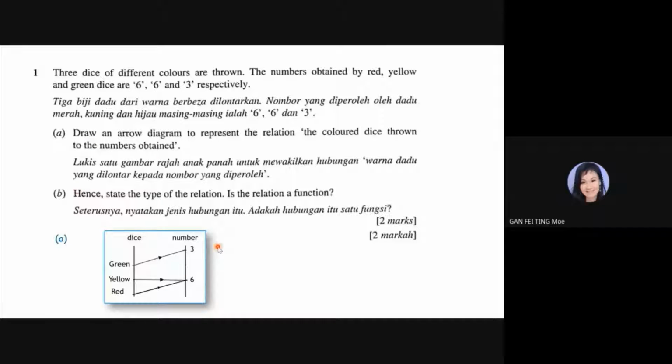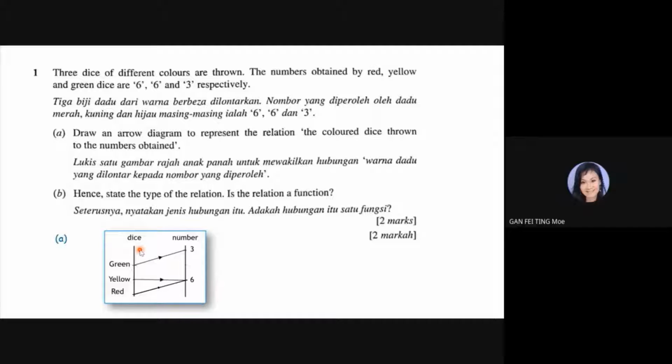Now let's go to B. Hence state the type of relation. Is the relation a function? So here there are 2 parts, then only you get 1 mark. Types of relation. What type of relation is this? Can anyone prompt me the answer? What's the answer? Anyone? What's the answer for this? State the type of the relation. Many to one. Very good. Okay, many to one. Okay, the answer coming in.